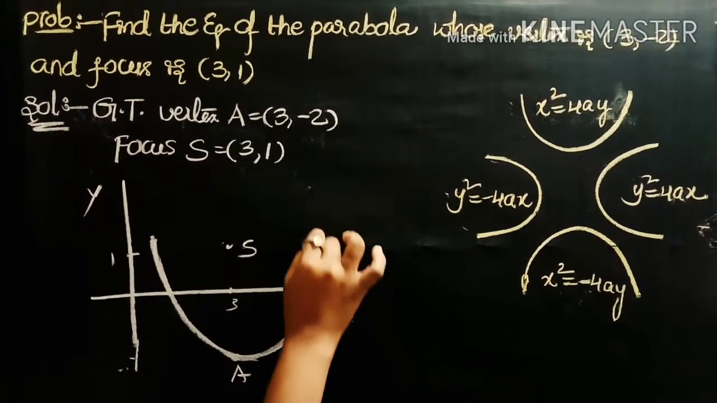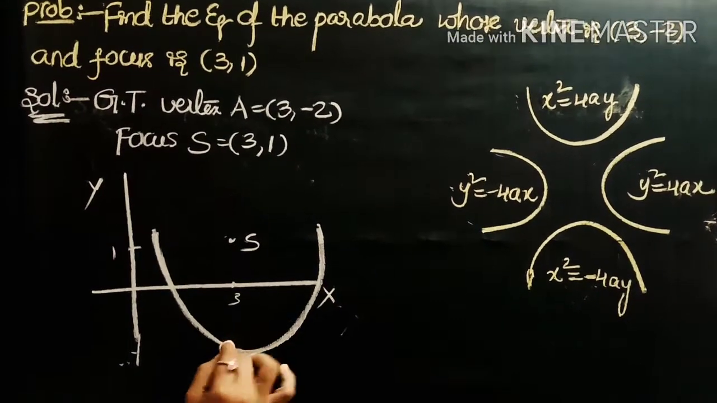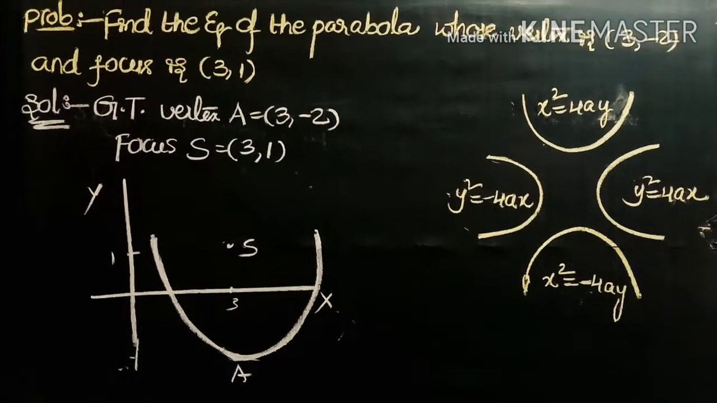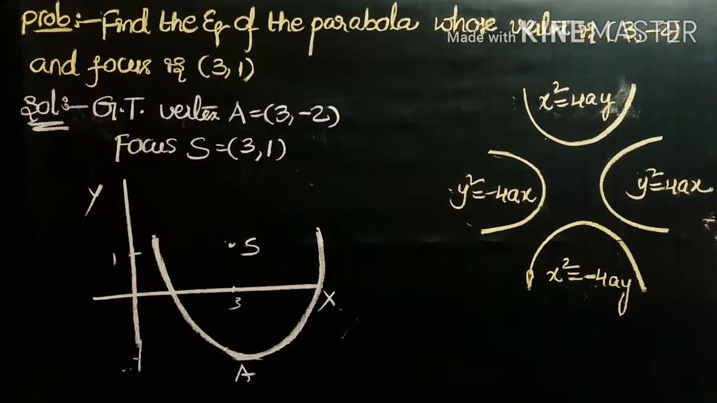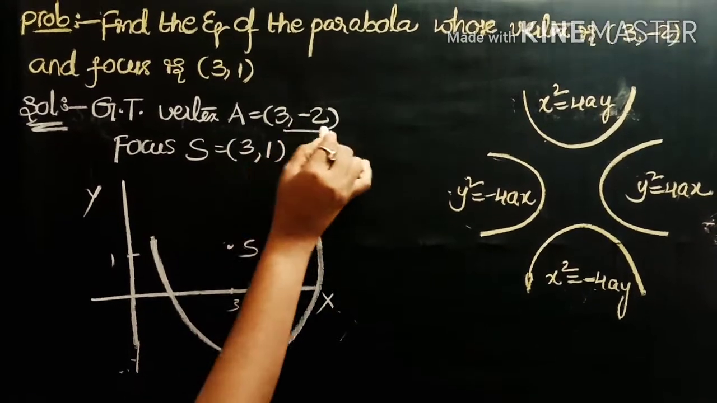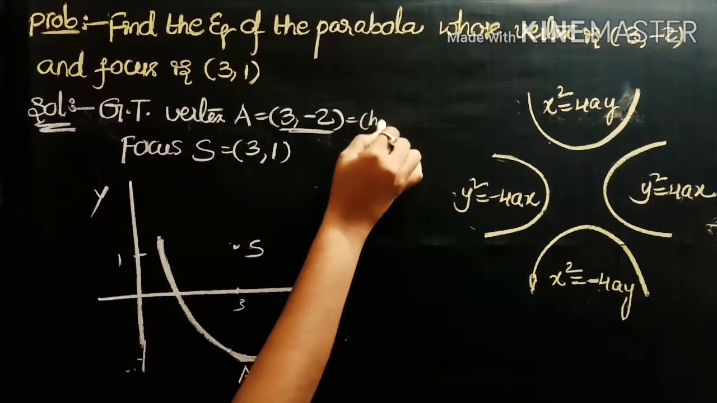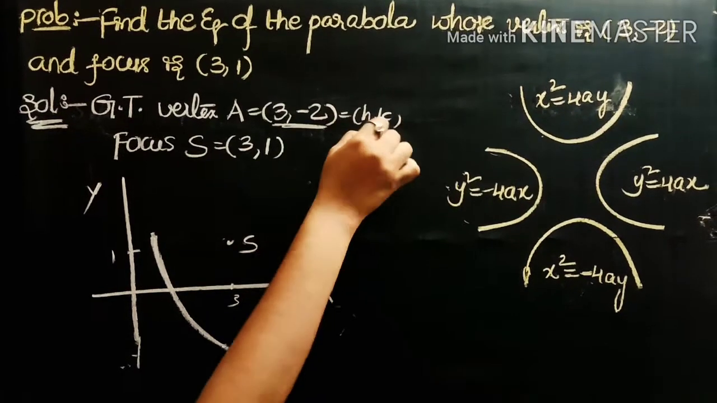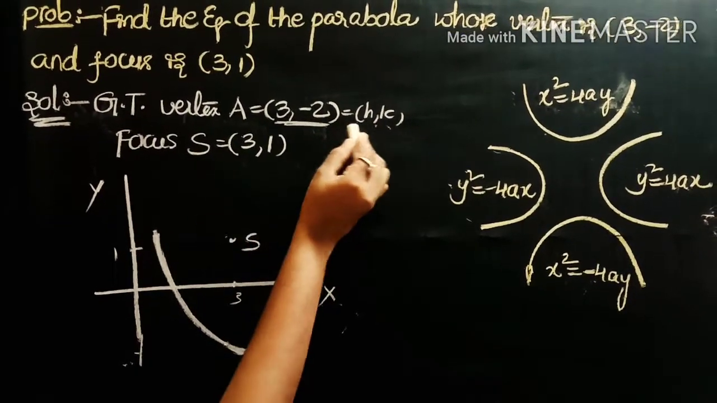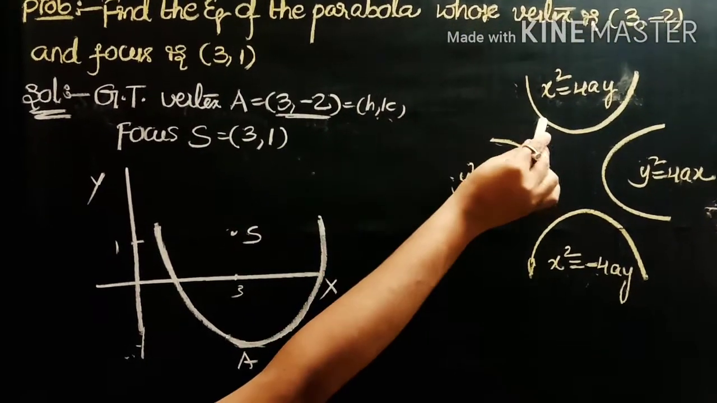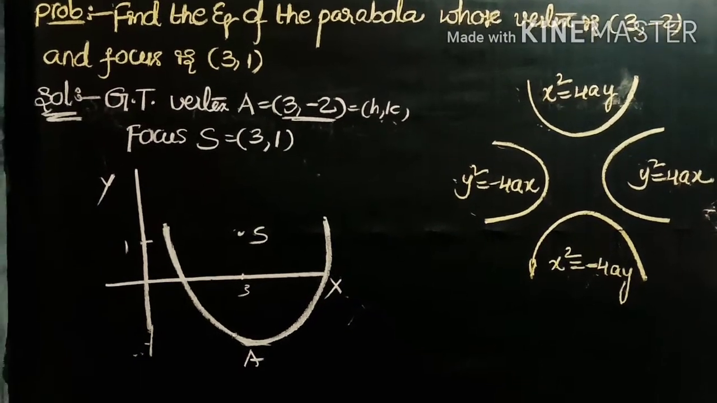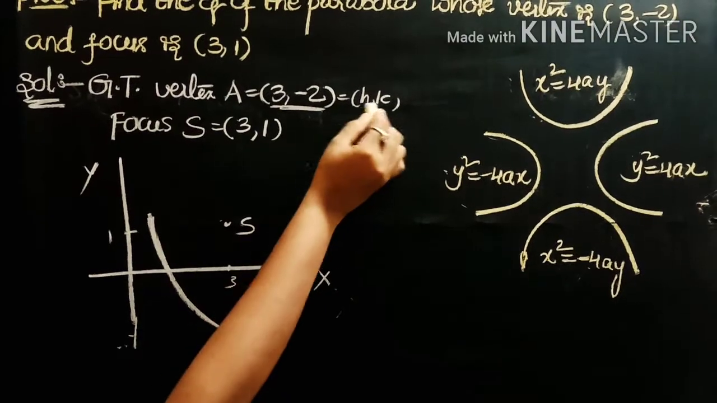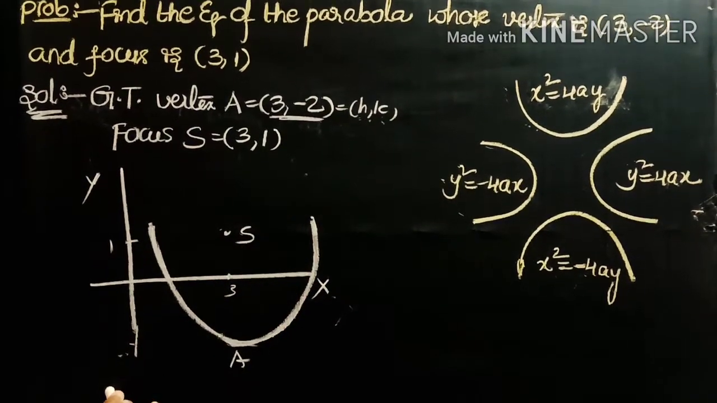So here we have the shape U, which means the equation of this parabola is x square is equal to 4ay, or (x minus h) whole square is equal to 4a into (y minus k). Here clearly the given vertex is (h, k). So in this case we take the equation of the parabola as (x minus h) whole square is equal to 4a into (y minus k). Already we have the values of h, k. Now we want the value of a.